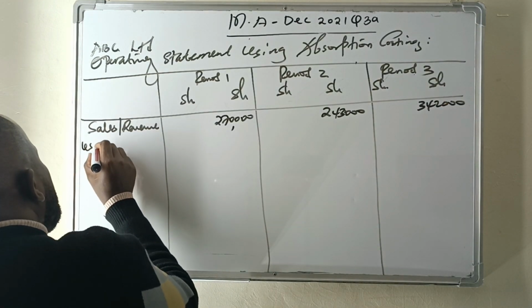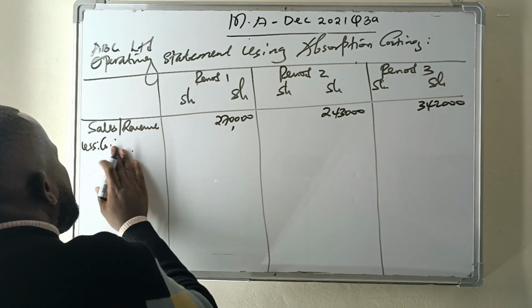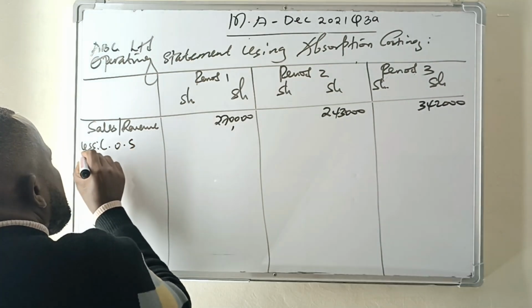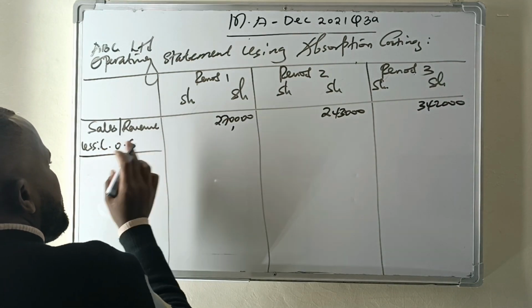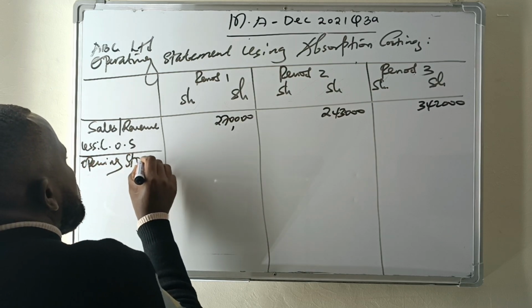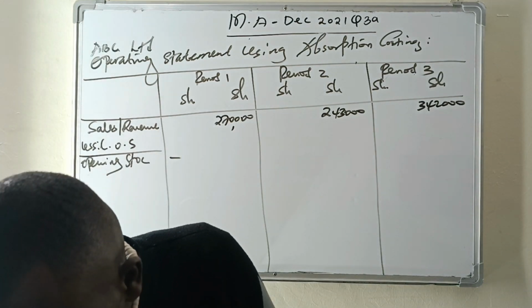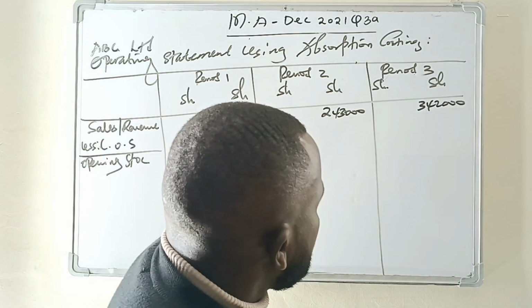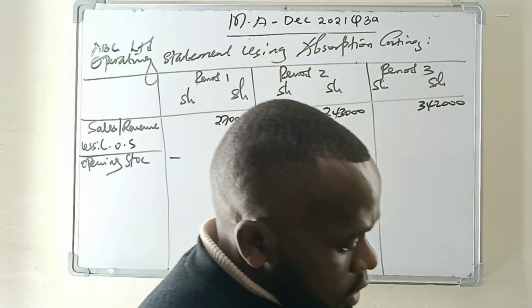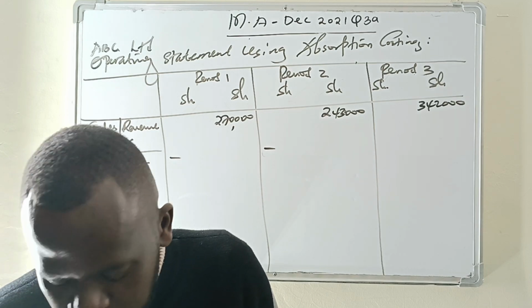Less the cost of sales. This one has nothing to do with margin. It is now the total cost, so you just say the cost of sales. I'll put it in short form. You start with the opening stock. Period 1, there was no opening stock. Period 2, we don't have opening stock. But in period 3 we have opening stock of 11,000 units.